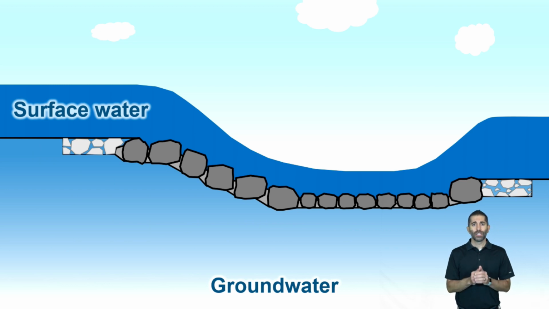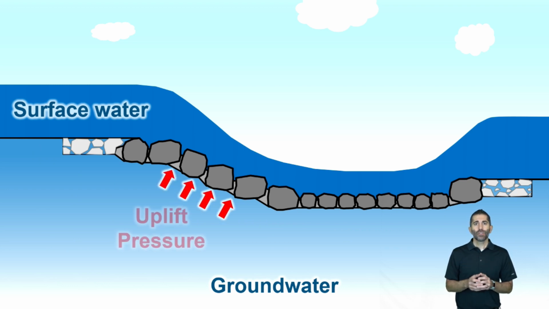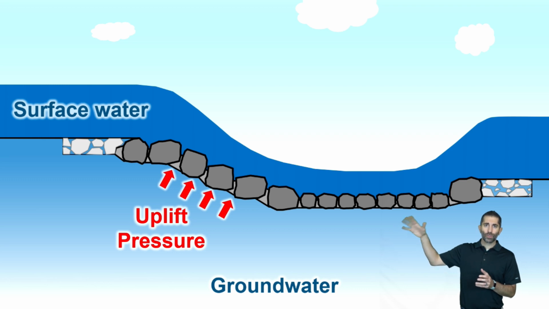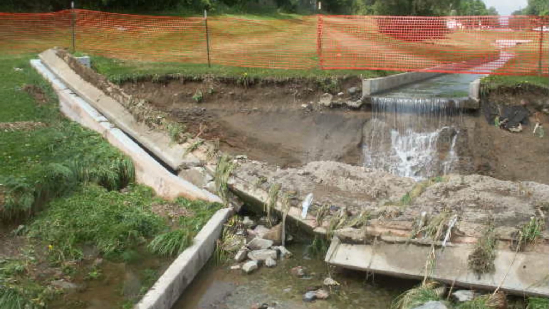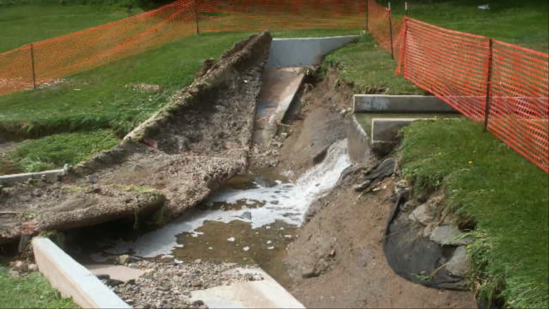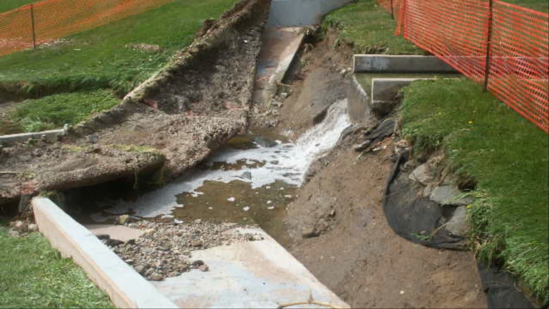One failure mode is seepage pressure. Even though the surface water drops down over the structure, the groundwater doesn't necessarily drop along with it. With inadequate seepage control, the uplifting pressure can be large enough to either break apart a structure or completely flip it over, as was the case in this photo. This structure was installed without a cutoff wall.